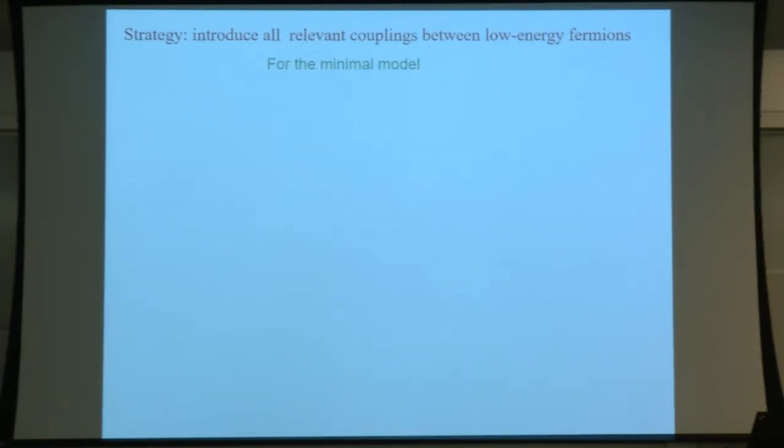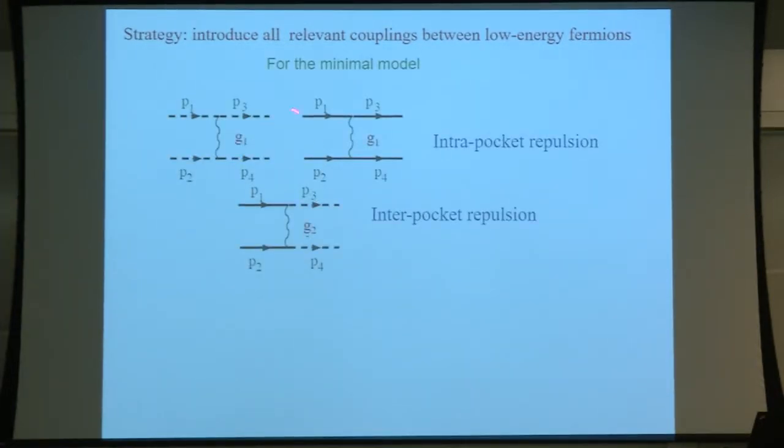So far we introduced interactions in a particle-particle channel. Remember there were interactions G1 and G2. Solid and dashed lines here just represent fermions from either the hole pocket or the electron pocket. These are interactions within a given pocket. This is interaction between two pockets. I take two fermions from one pocket, and transform them into two fermions from the other pocket.